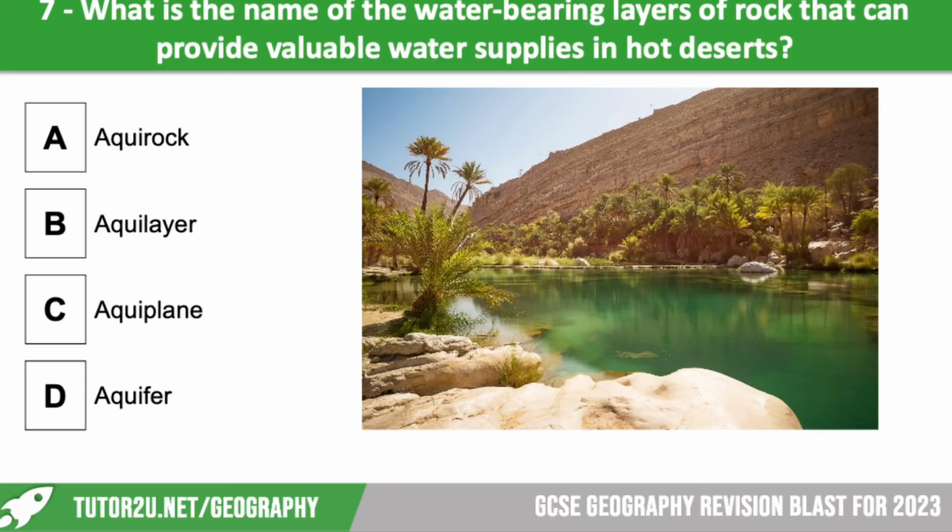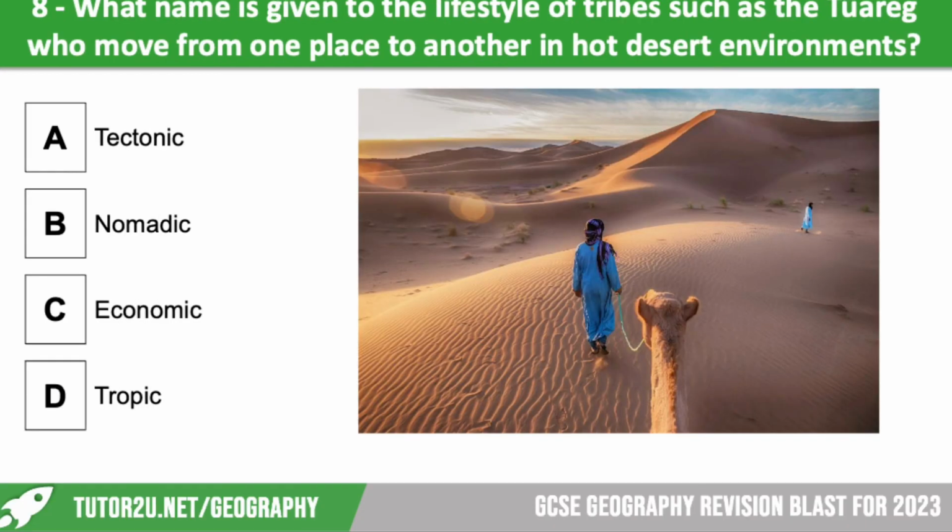Okay, number 7. What's the name of the water-bearing layers of rock that can provide valuable water supplies in hot deserts? Is it A, aqua rock, B, aqua layer, C, aquaplane, D, aquifer? Again, we mentioned this a few moments ago in a previous activity. Let's reveal the answer. It is aquifer, so it's water that is stored in rocks below the Earth's surface.